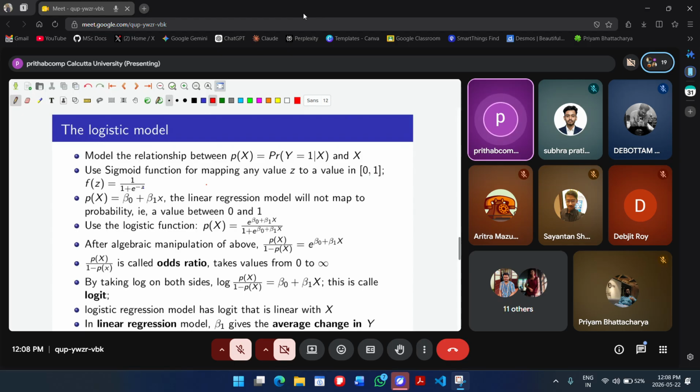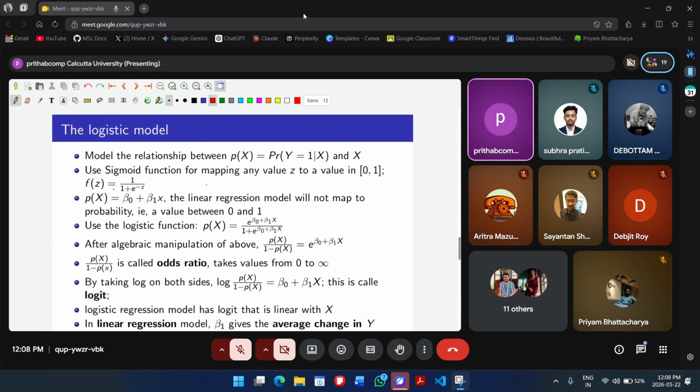Let's say you take z to be minus infinity, a very big number. Then e to the power infinity comes out to be infinity, so f of z is 0. I'm talking in terms of limits.